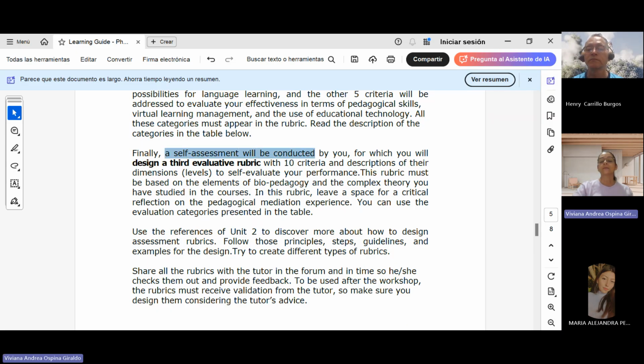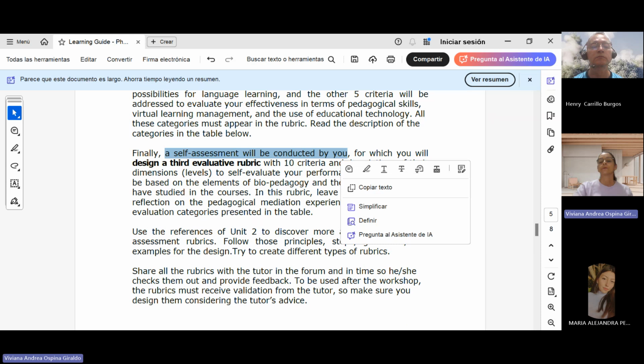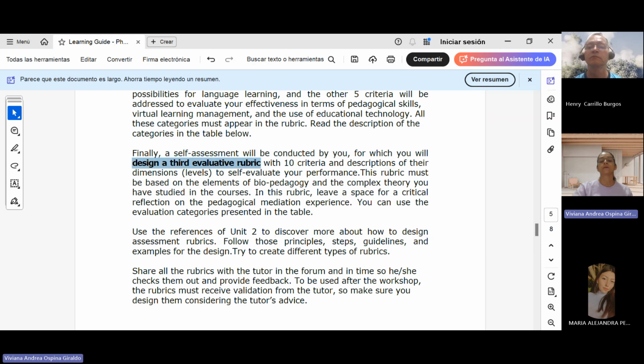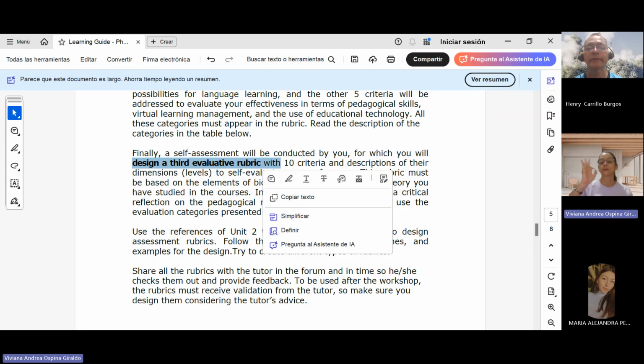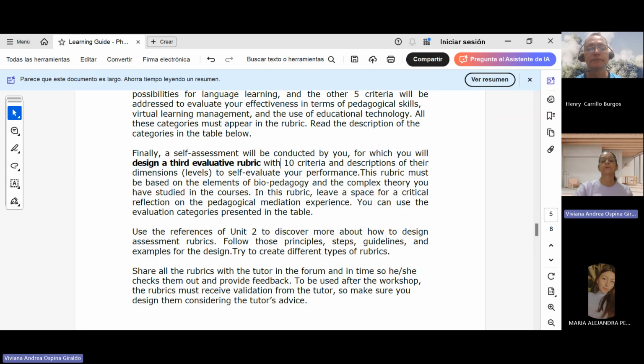Finally, a self-assessment will be conducted by you, for which you will design a third evaluative rubric. So you have to construct in total 3 rubrics, okay? And these rubrics must be based on the elements of biopedagogy and the complex theory. So you will create one rubric for yourself to evaluate yourself, one rubric for the students to evaluate you and your role as a mediator, and another rubric to evaluate the workshop itself.